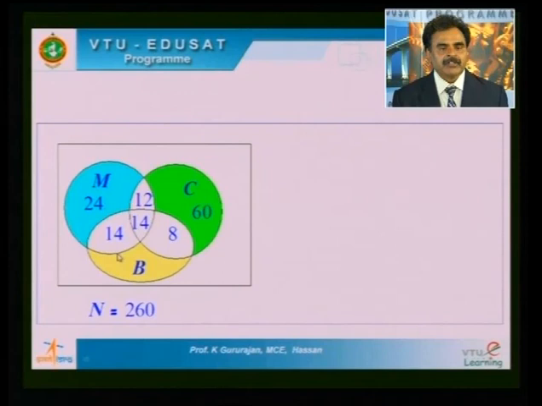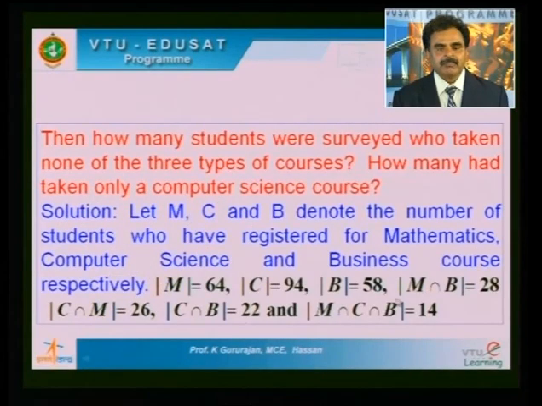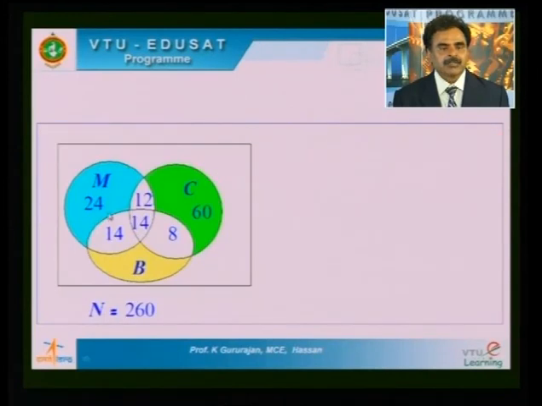Similarly, how many students studied maths and business? Maths and business 28. This is the portion corresponding to maths and business. Already 14 here, so we have to write the remaining 14 here. Similarly, we know that 22 students studied business and computer science. So 14 already, and 8 will come here.